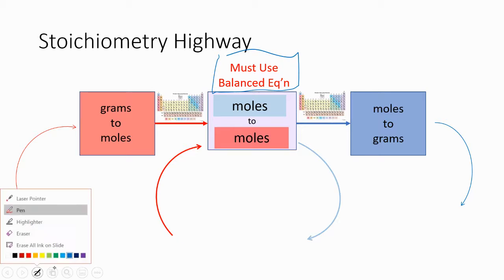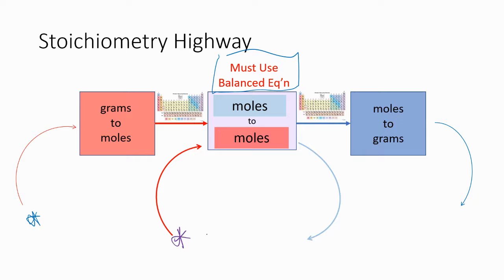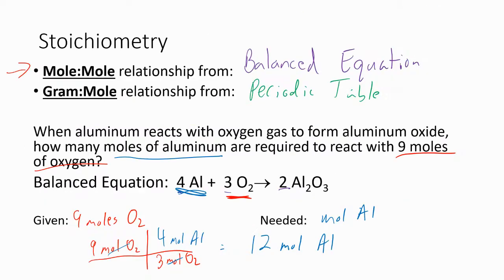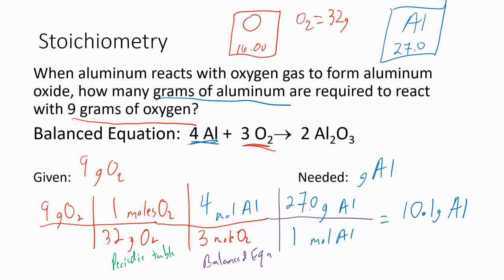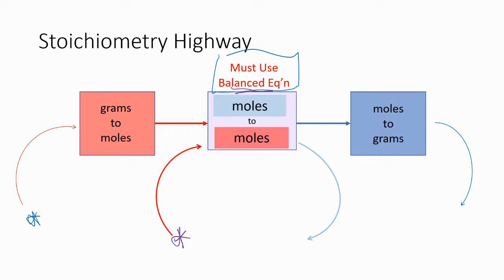So if you're starting here, then you just need the balanced equation. You don't need the periodic table. And if you're ending here, then you just needed the balanced equation. That was the first instance. We went moles to moles. Moles to moles just required the balanced equation. Grams to grams required we use the periodic table, we use the balanced equation, we use the periodic table again to come out this side.